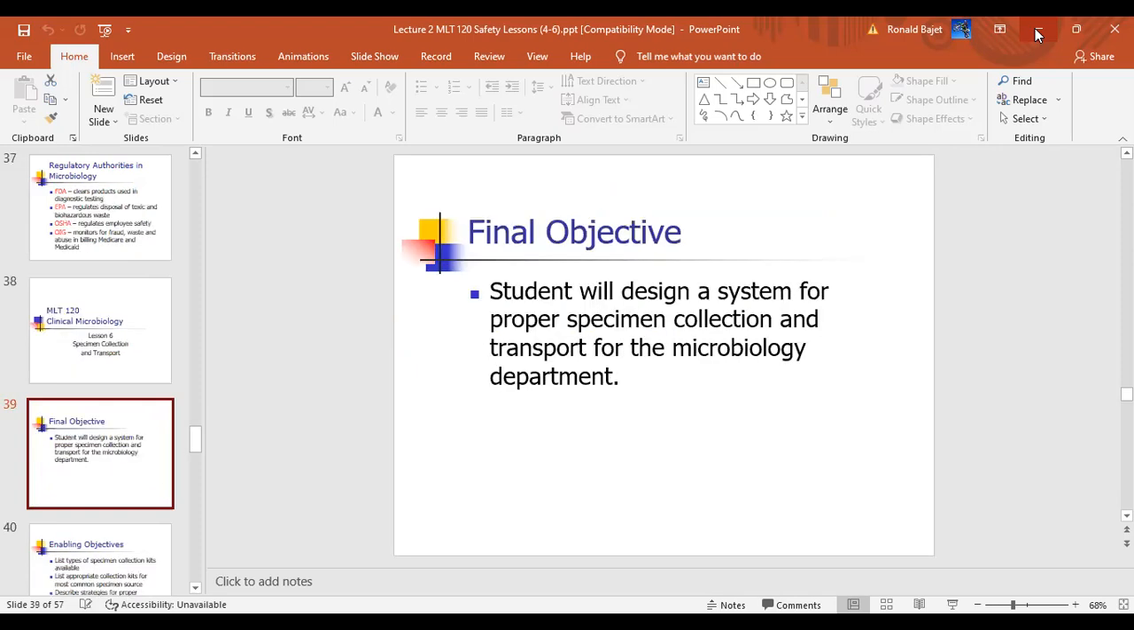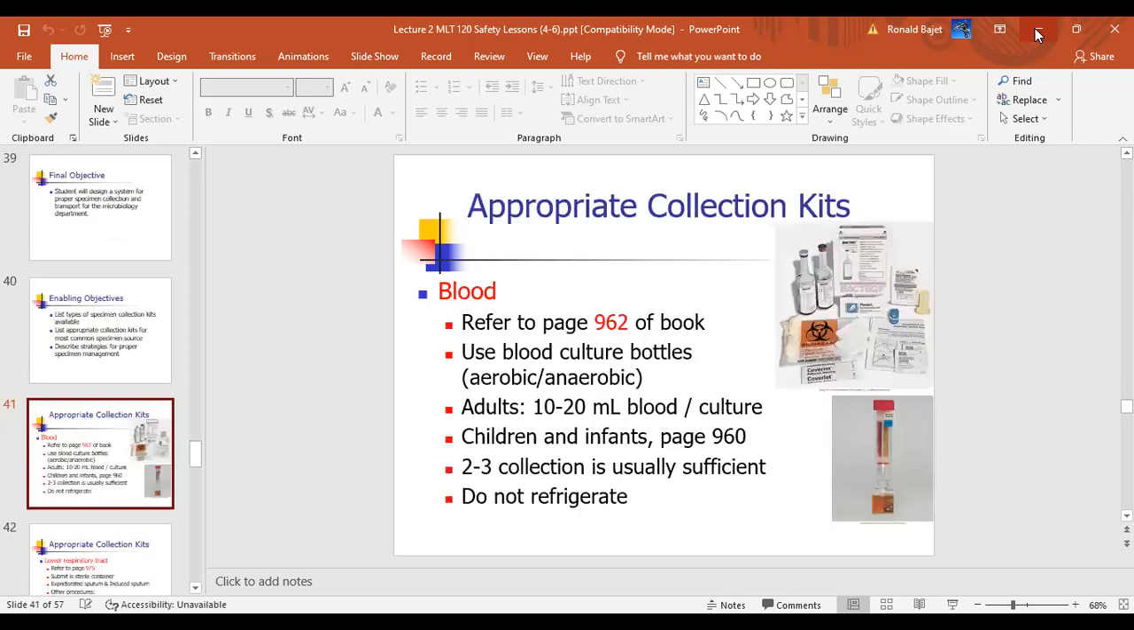All right, specimen collection and transport. Design a system. We'll cover types of specimen collection kits, appropriate collection kits, and strategies for proper specimen management. Blood cultures, page 962 in the book. Different types of blood culture systems.